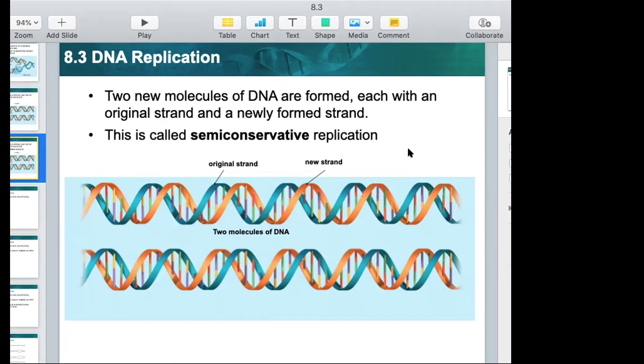And each cell has a certain number of times it can do this before the cell dies. It depends on the kind of cell in your body and how old you are, but anywhere from 30 to 80 to 100 times it can replicate and make new cells. But eventually the DNA wears away to the point where it can't make this happen, and that cell then dies. And that's what we call aging.